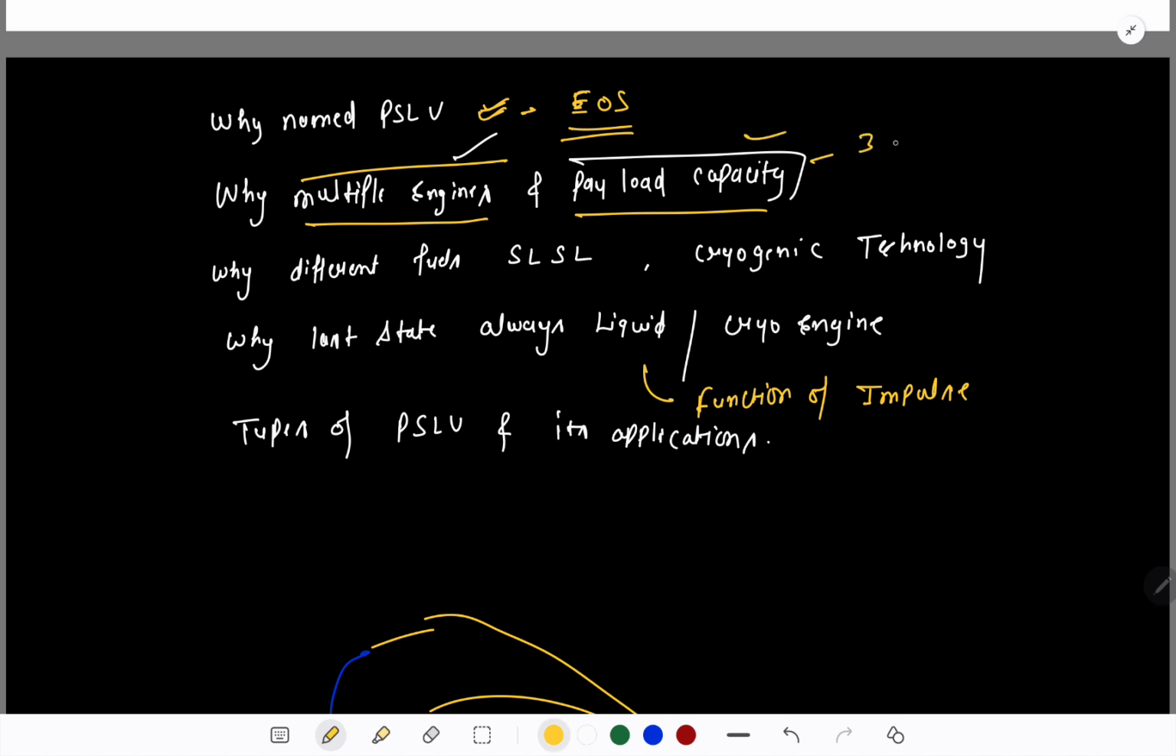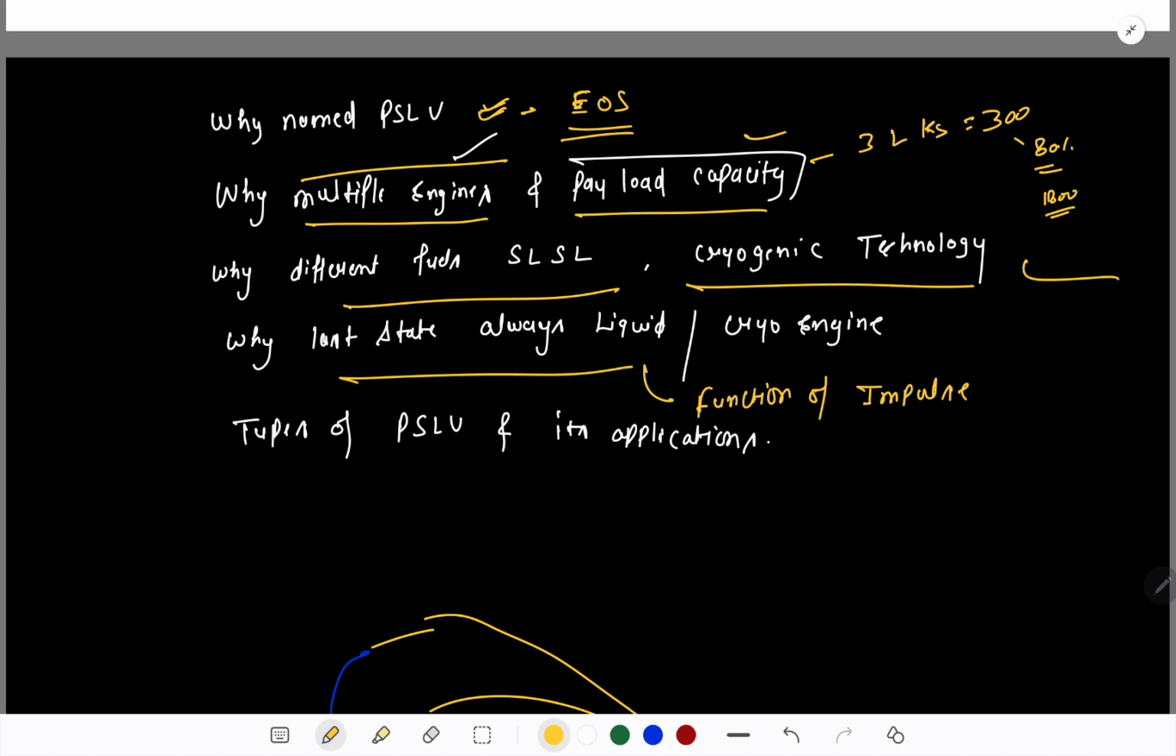Overall the PSLV has 3 lakh kg or 300 tons. In it 80% is fuel only, and the weight of the satellite is only about 1850 kg. Now why different types of fuel? We have talked about it. Technology, we have talked about it. And why is the last stage always liquid? Because it gives us maneuverability, or agility, to have control over the last stage of the rocket, so that from this control we can place the satellite at the predetermined or desired orbit. Next, cryotechnology, we have talked about it.